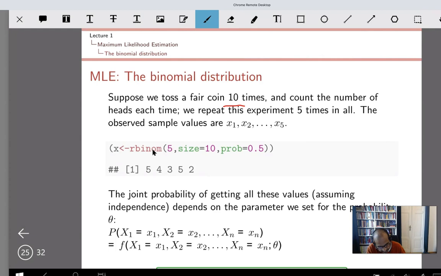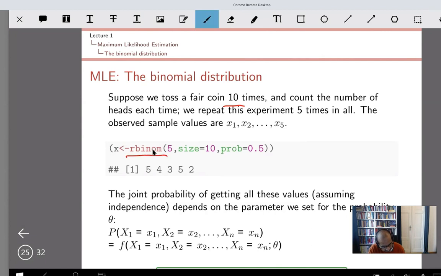So assume that I toss a coin 10 times, and I'm going to count the number of heads that I get each time. I'm going to repeat this experiment 5 times in all. That means I've done a total of 50 coin tosses, and each time I toss the coin 10 times, I'm going to count the number of heads that I got.